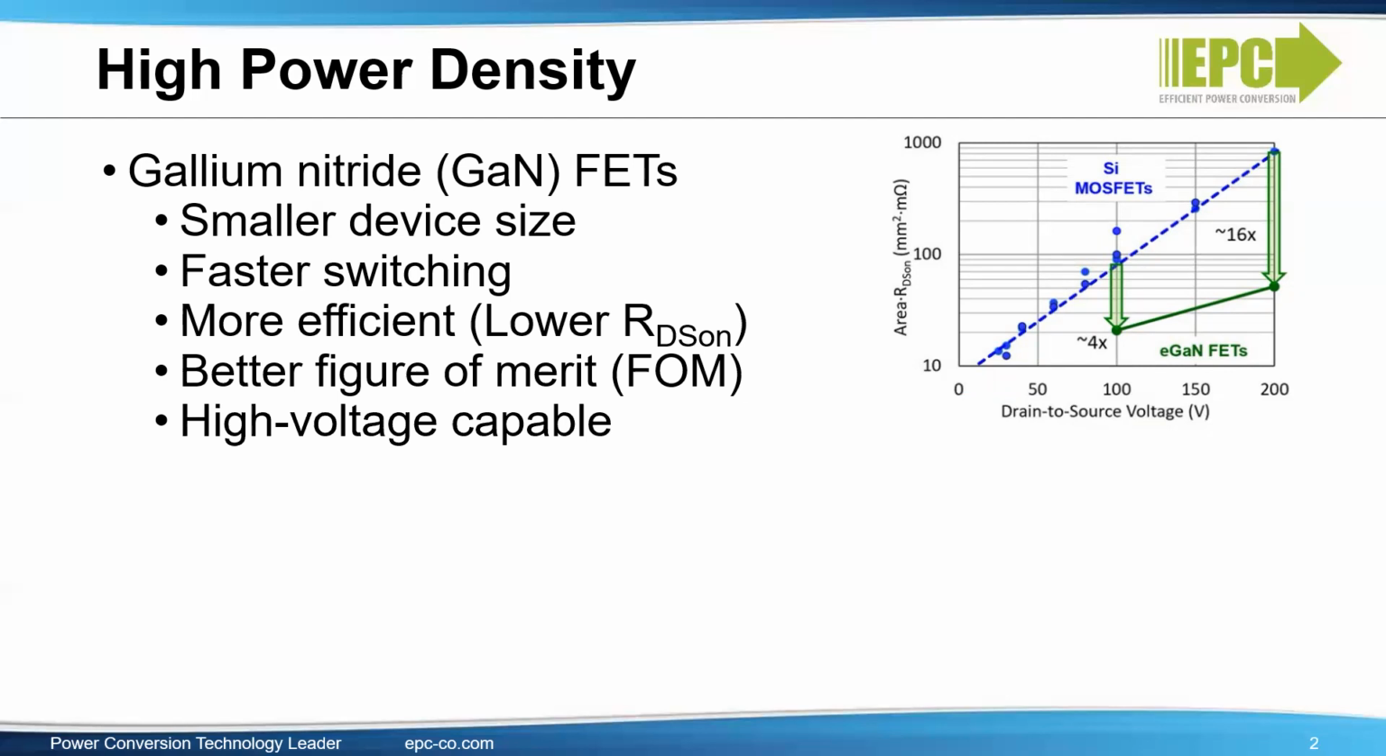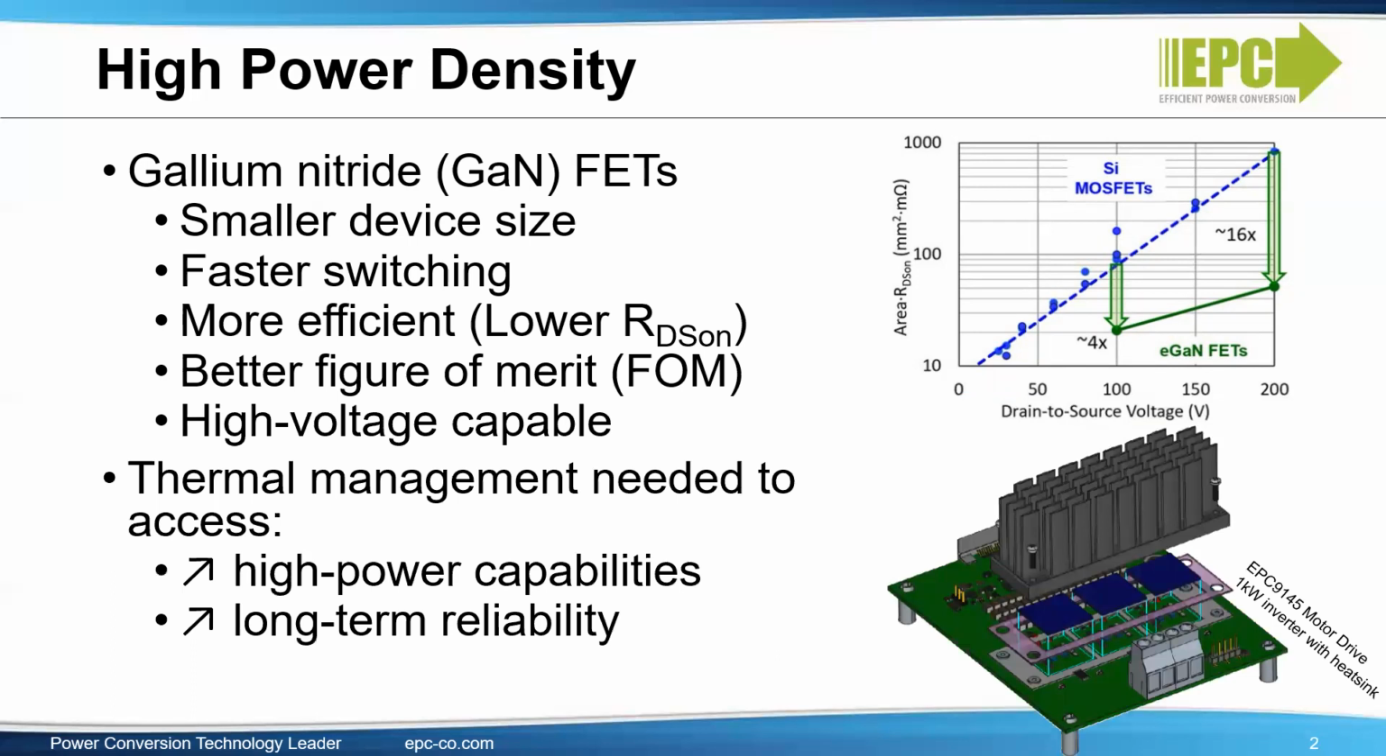But even with their higher efficiency and lower losses, all electronic devices lose some power as heat. So to unlock the full capabilities of gallium nitride in high power applications, a simple thermal management solution may be required as part of the design, such as the heatsink, similar to the one shown in this figure.